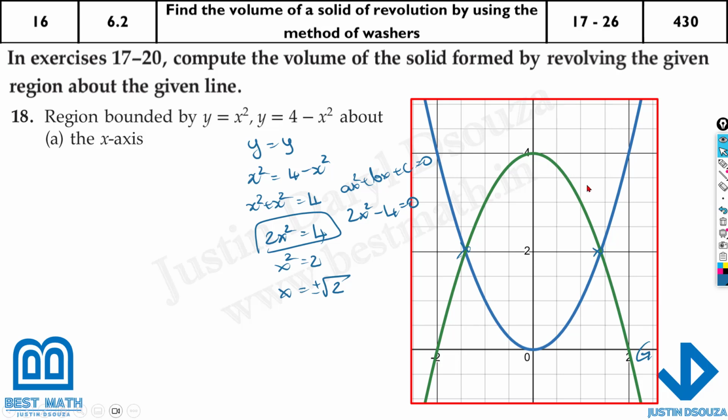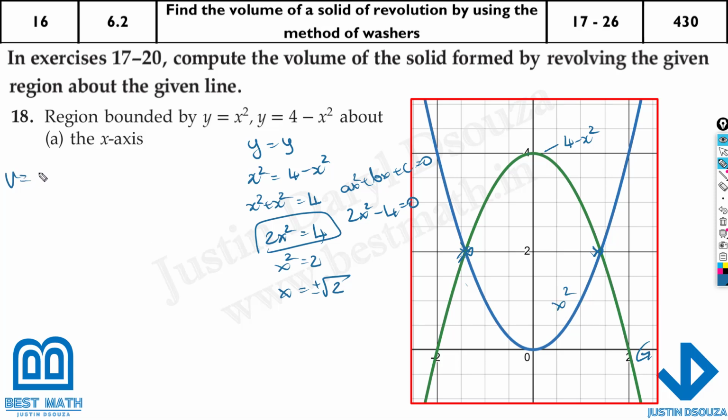So let me go back. It's up to you to use whichever method you want. Now then, if I know this, I know the limits basically. So I know the volume. I'm not going to write the formula. So here what we do is this outer equation minus the inner equation. What is this? It's coming down, so it'll be 4 minus x squared. And this one is x squared.